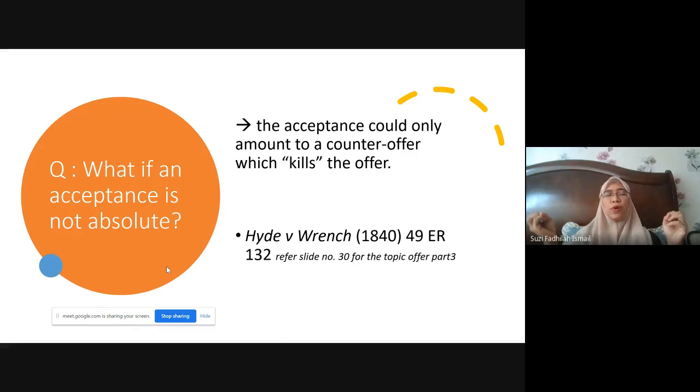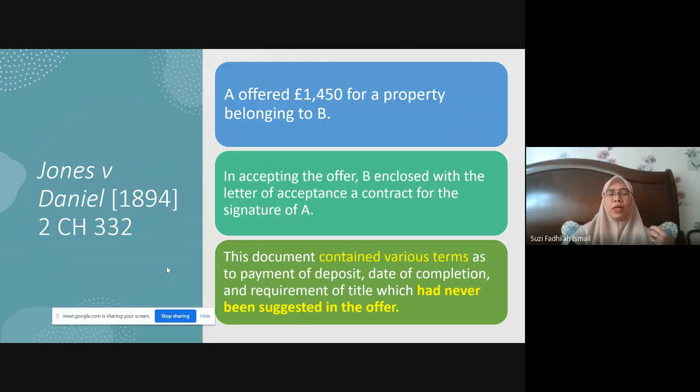It's possible for the offeror to become the offeree later. Because the moment there is a counter offer by the offeree, the one who proposed the new offer becomes the offeror with the new terms, obviously. We discussed the case of Hyde and Wrench in our previous lecture. You can refer to slide number 3 for the topic Offer Part 3. Last week we discussed it. We don't want to repeat the case again. You can have a look.